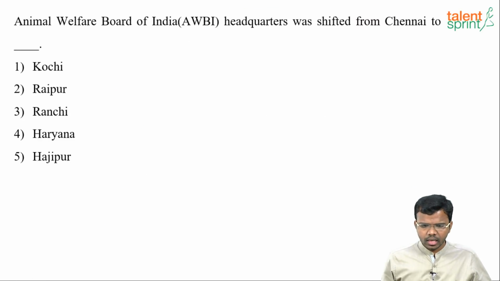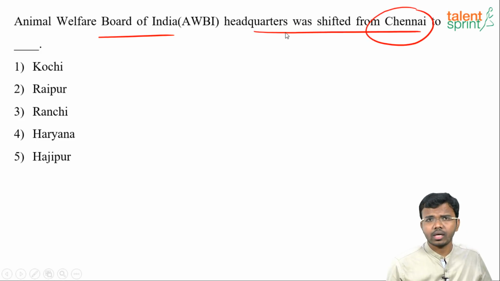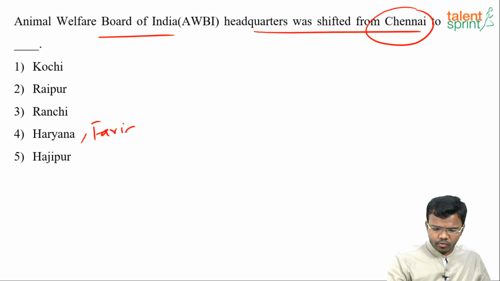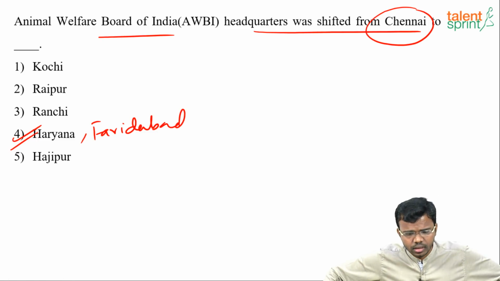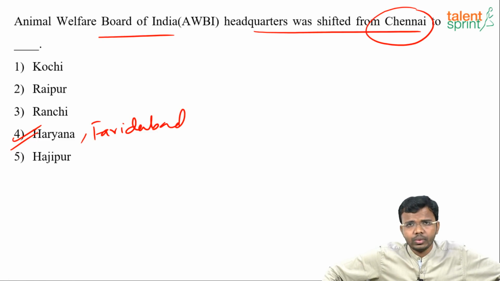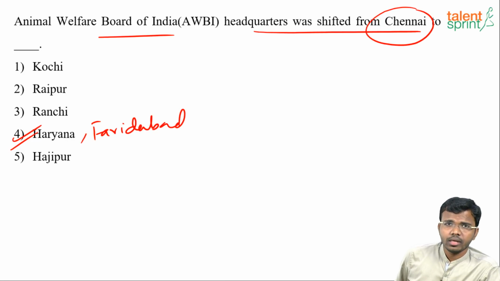Yes. Animal Welfare Board of India headquarters was shifted from Chennai to Faridabad of Haryana, that is the right answer. So that it will be nearer to the Indian capital New Delhi, right? Earlier it was in Chennai. It was Rukmini Devi Arundale, she was the pioneer of Animal Welfare Board of India. Okay, she is a noted Bharatanatyam dancer.